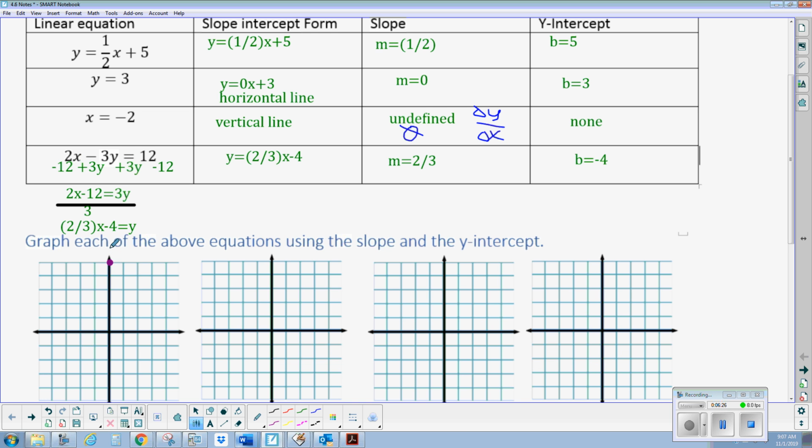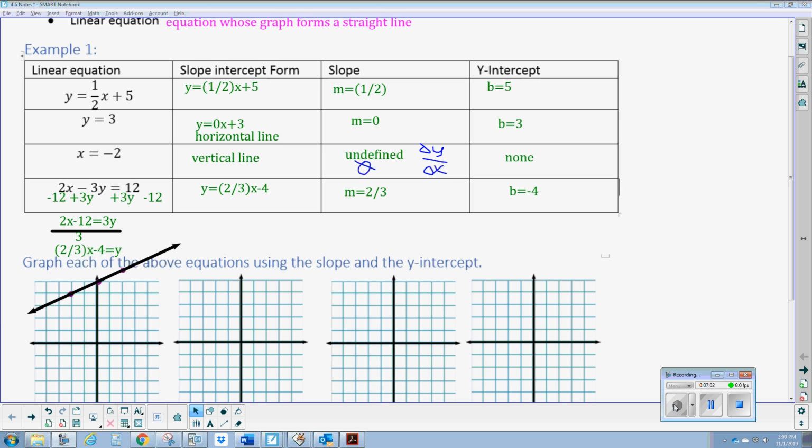And we can go up 1 and over 2, or we can go down 1 and to the left 2, because down is negative and to the left is negative. So -1 over -2 is still a positive 1/2, and positive 1 over positive 2 is still a positive 1/2. So here's our graph of this first linear equation. We can draw our line, and there you can see the graph of our linear equation.